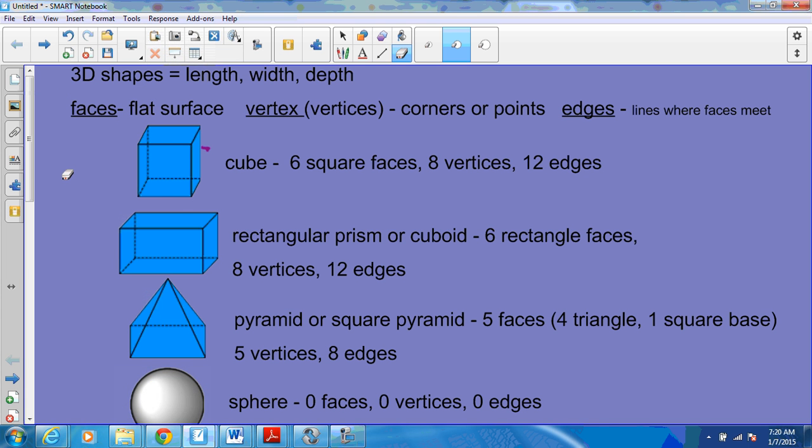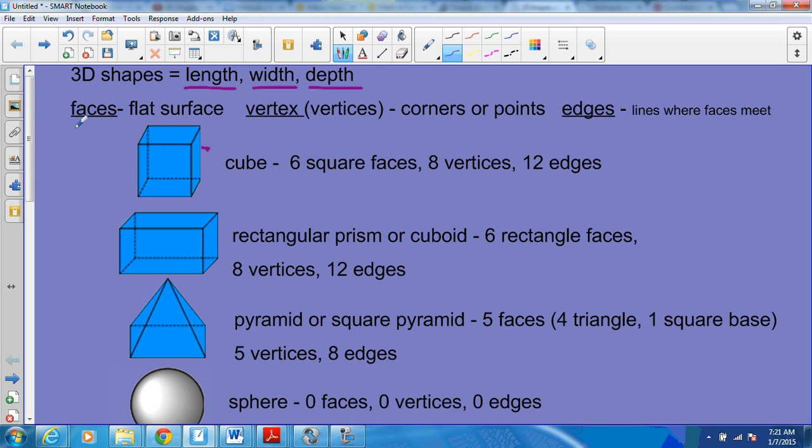3D shapes. 3D means three-dimensional. And the three dimensions of a three-dimensional shape are the length, the width, and the depth. Length is how long something is, width is how wide something is, and depth is how deep. That means from front to back or from top to bottom, like the depth of a swimming pool.